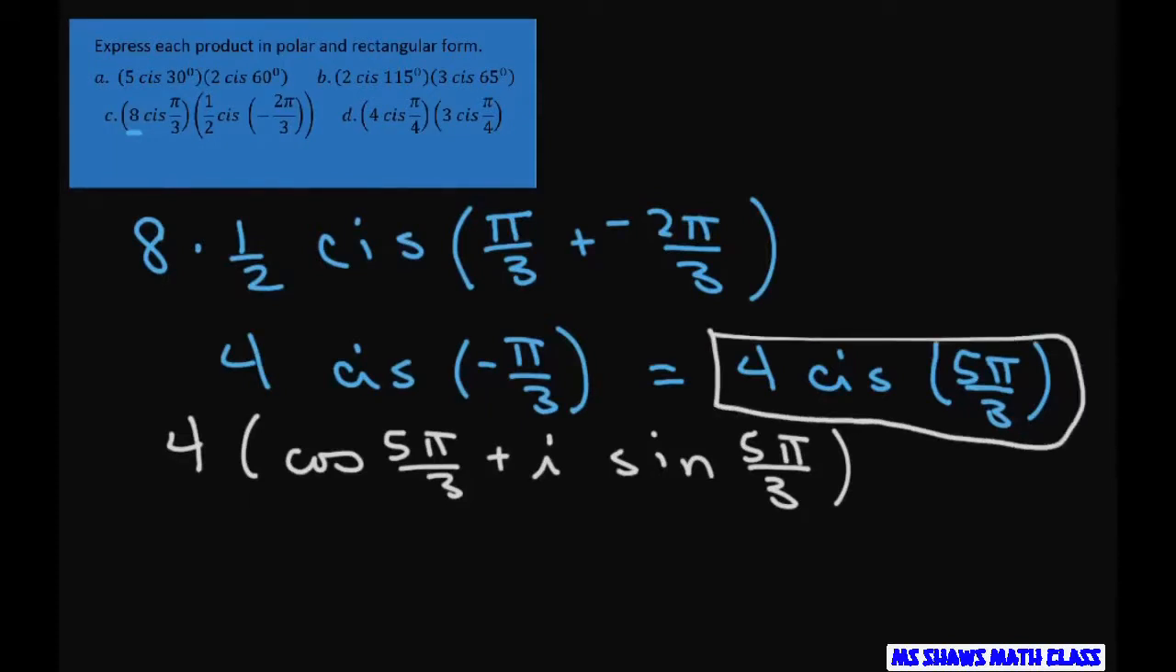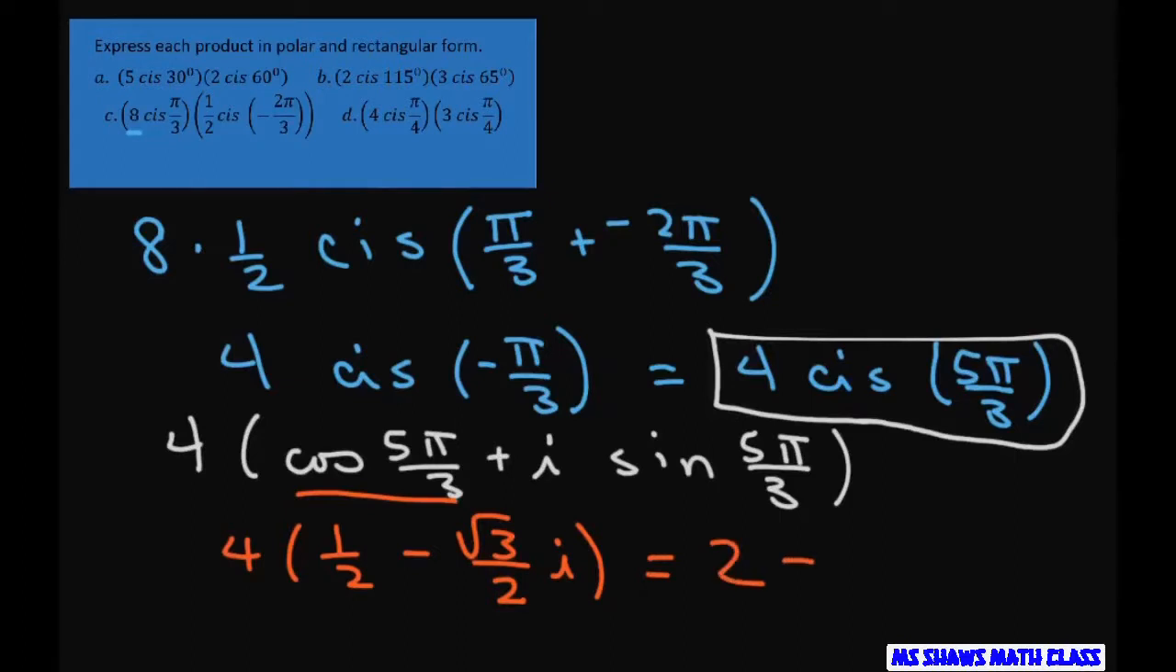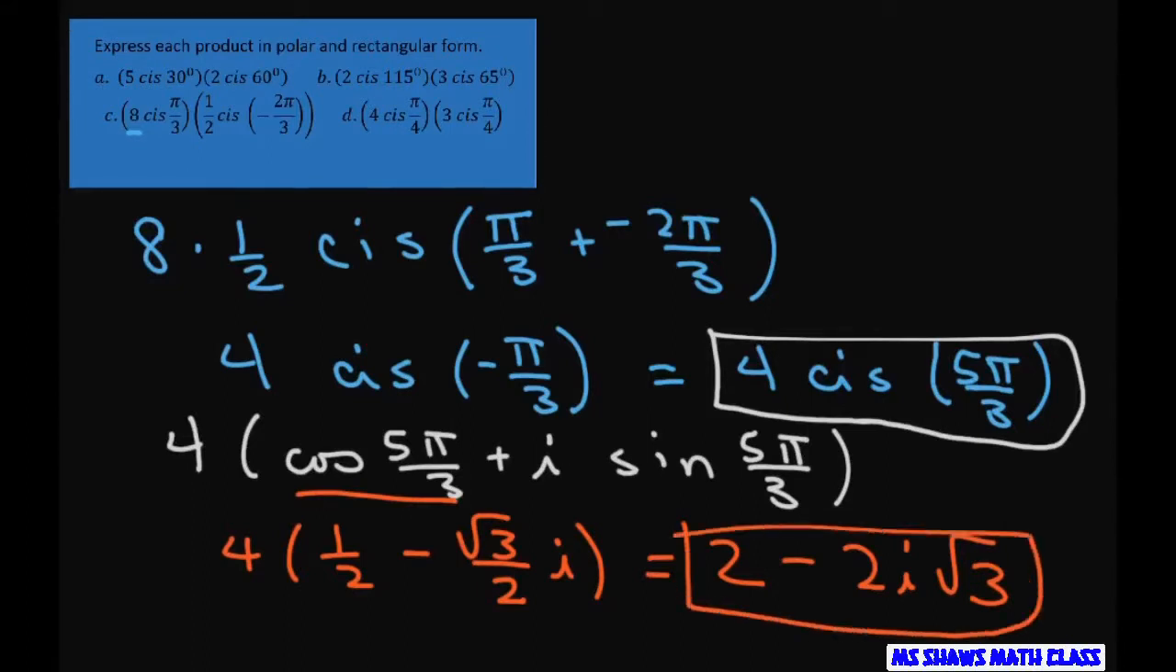but we're expanding it so we can get our rectangular form. So this is just 1/2, and this is going to be minus square root of 3 divided by 2 I. So your final answer is going to be 2 minus 2I square root of 3 for your rectangular form.